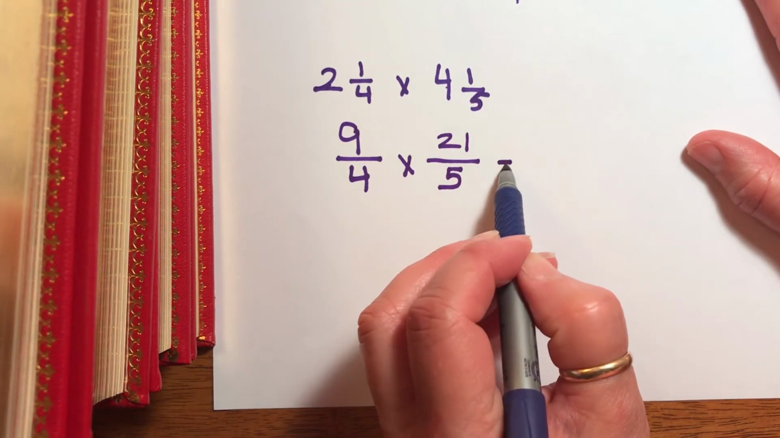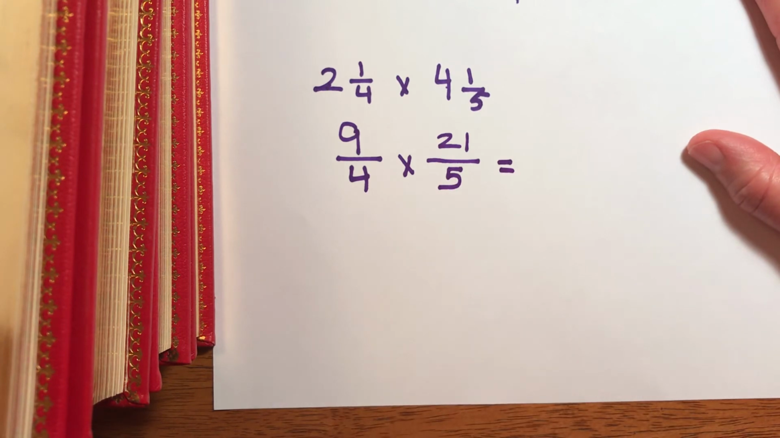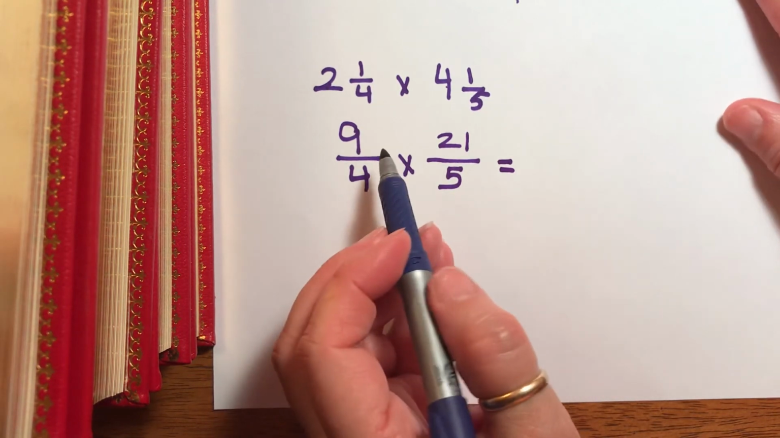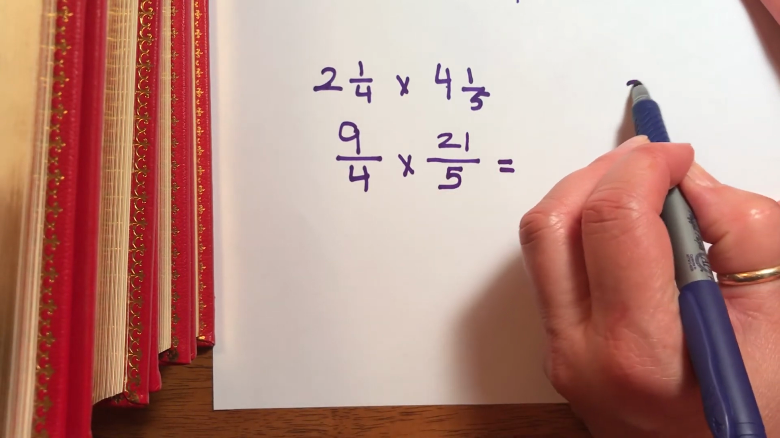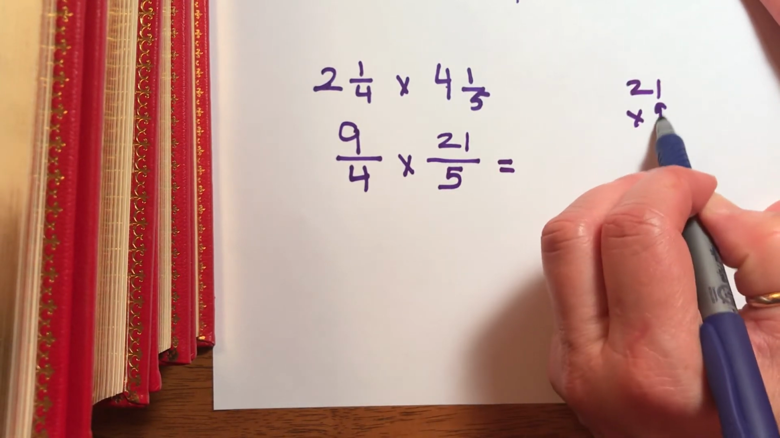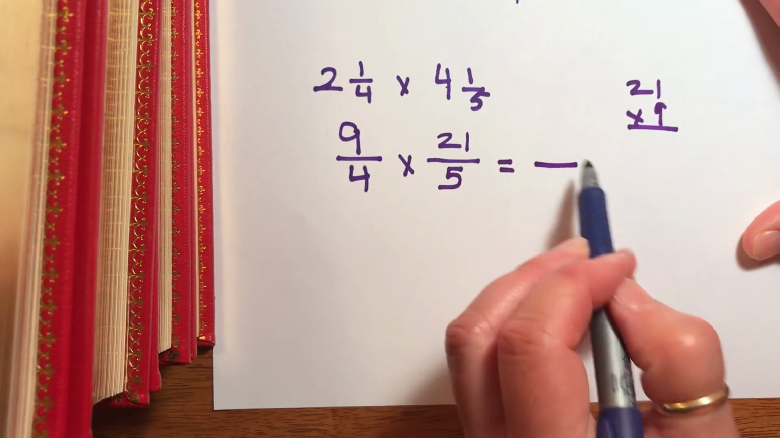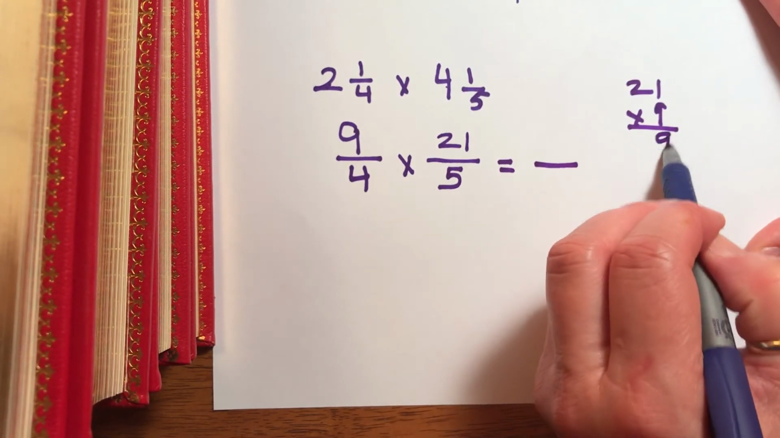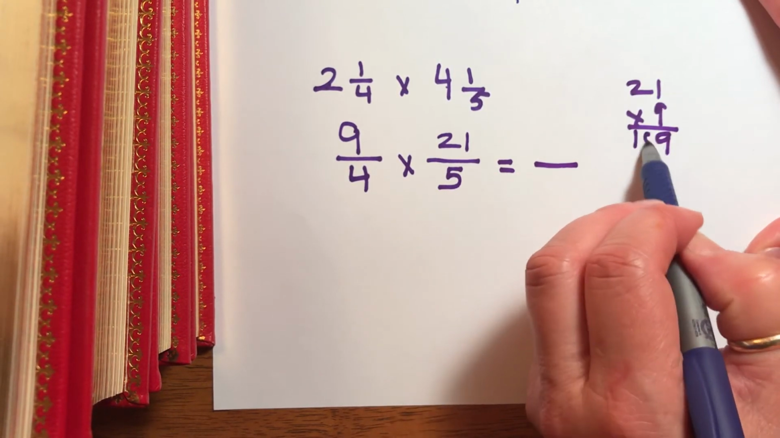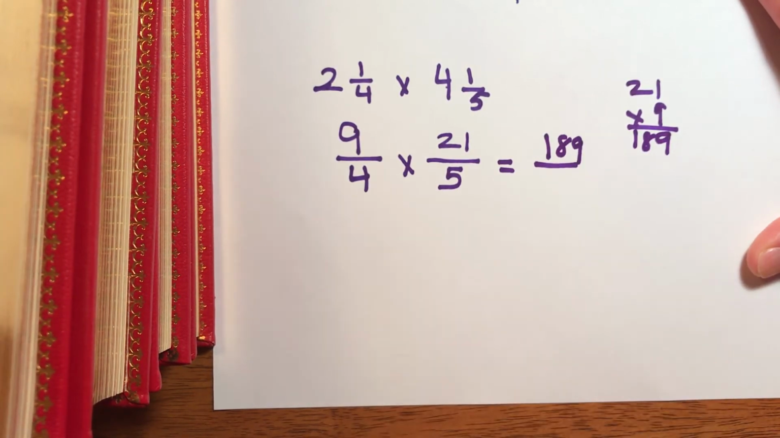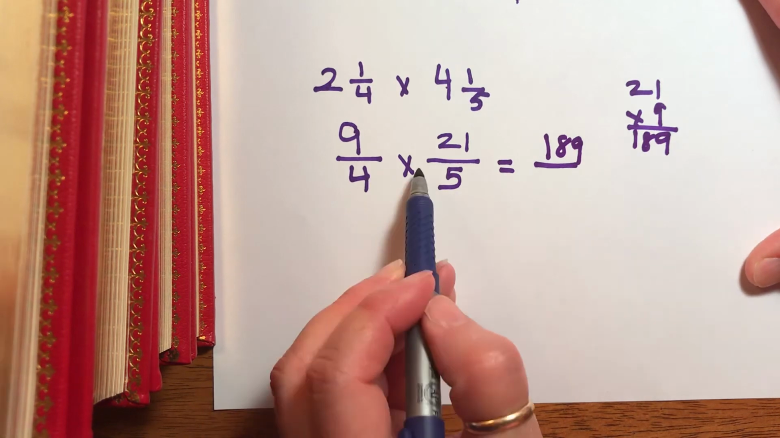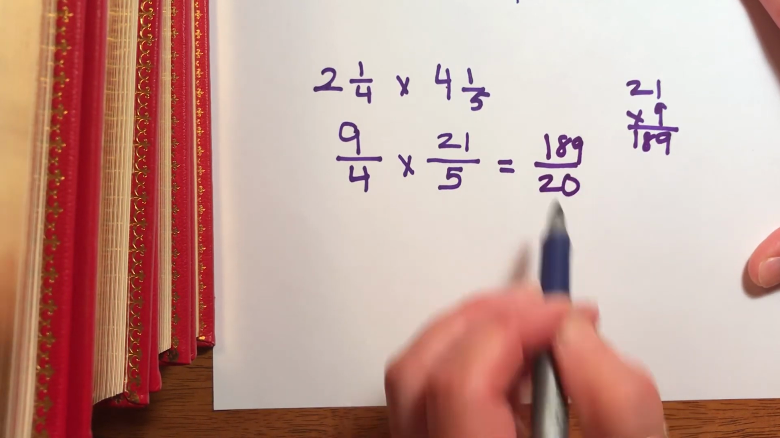Now all I need to do is multiply my numerators and my denominators. Now, this is not a basic fact here, so I would do some side work. 21 times 9, so I can figure out what my numerator is going to be. So 9 times 1 is 9. 9 times 2 is 18. So that's going to be 189. Wow, that's a pretty big number. And 4 times 5 is 20.